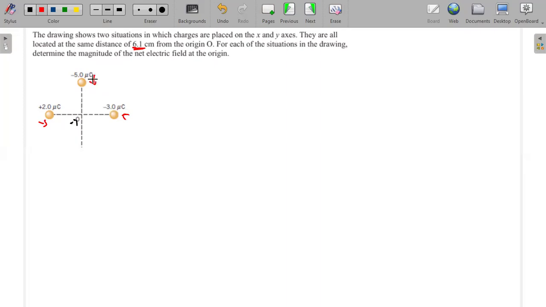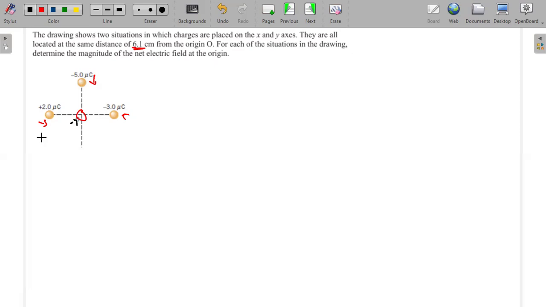What are we going to notice? Each of these charges is going to create its own electric field at the origin. So how do we calculate the net electric field if there are multiple fields? We get the vector sum of all the individual electric fields. As simple as that. So we're also going to be introducing the concept of vectors. I'm sure you remember everything we did when we were doing vectors. It's the same concept that we're going to apply here.